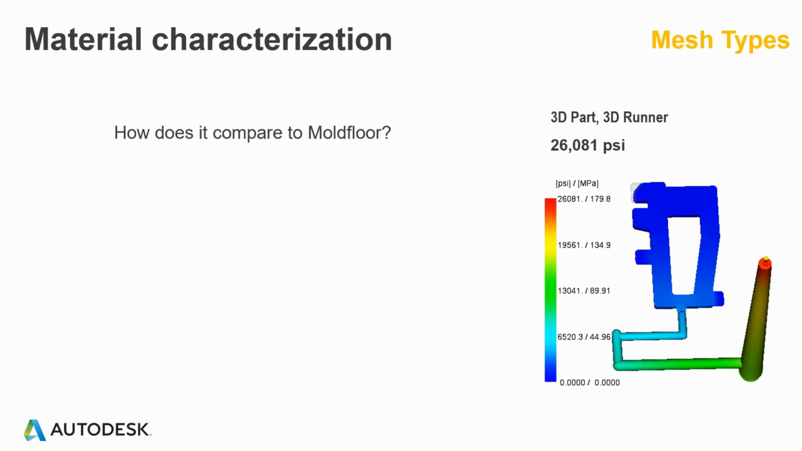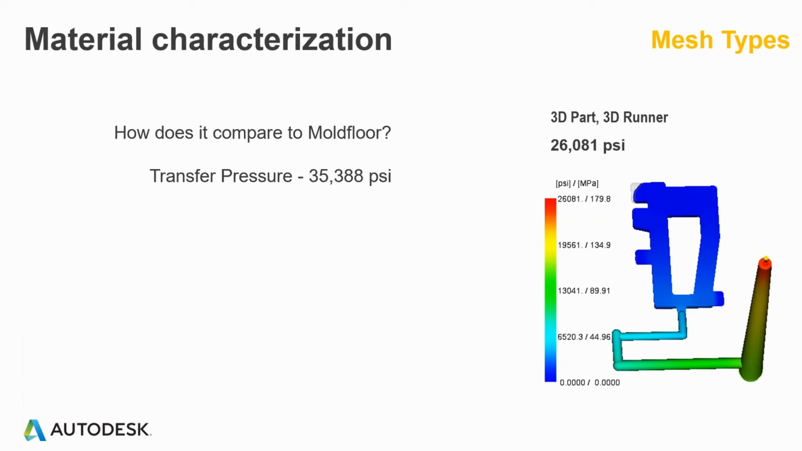So that would be the number one question, right? How does this compare to the real world? I'm going to stick with my 3D part and 3D runner. That is somewhat my preference typically to use, though there are reasons to go another route. And Jason can give me a transfer pressure off the Moldfloor. And that transfer pressure is 35,000 and some change PSI.